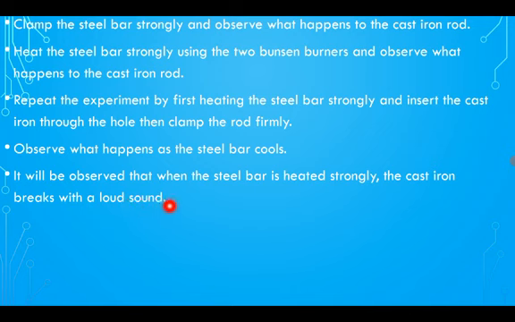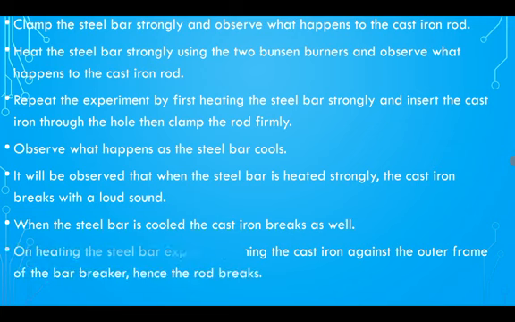Why it breaks is because the expansion of the steel bar is going to force the cast iron rod against the frames. All right, and then the result is it is going to break. Right. So when the steel bar is cooled, the cast iron breaks as well. So the explanation is that on heating, the steel bar expands, pushing the cast iron against the outer frame of the bar breaker. Hence, the rod breaks. So there is a force caused by the expansion there.